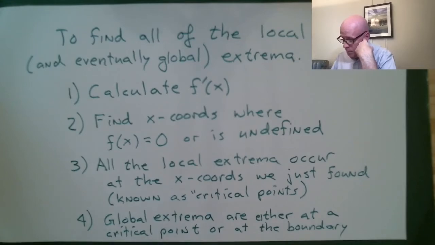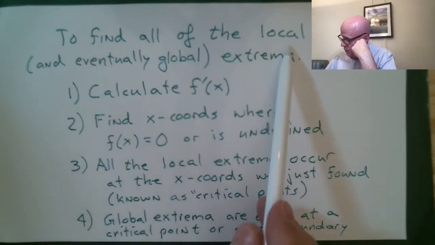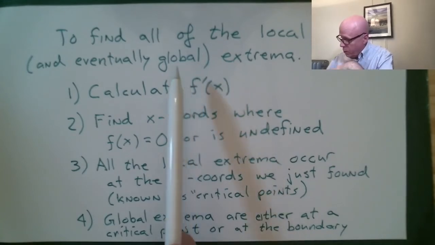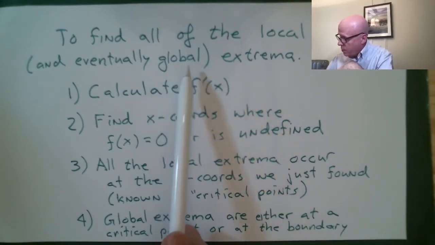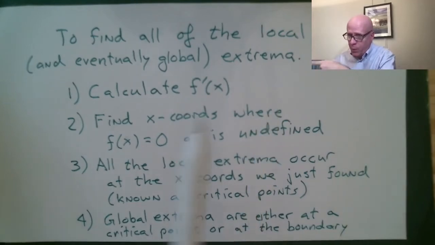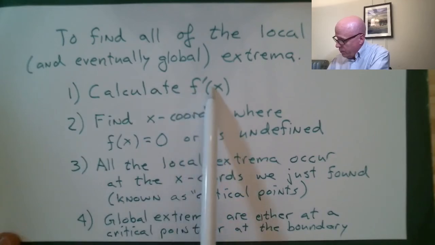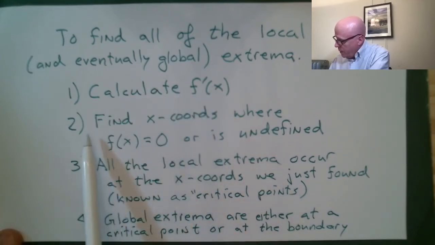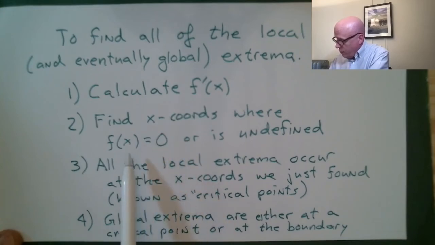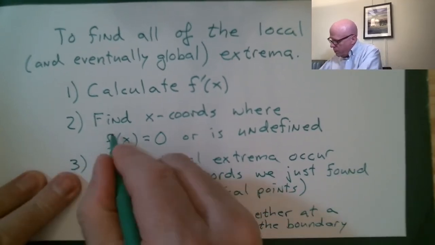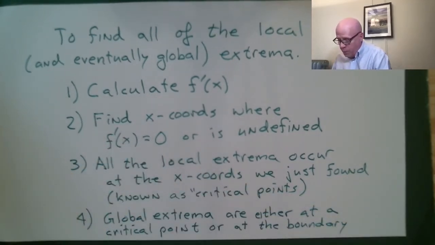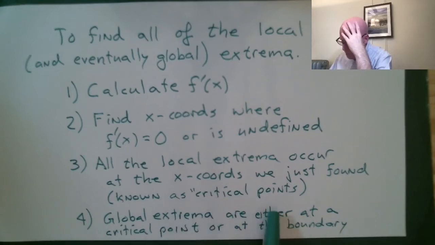Anyway, the job essentially goes like so. All right, so this is more or less the process you go through. You're trying to find all the local extrema, and once you've found all the local guys, you just pick out the biggest amongst them. That's going to be the global extrema, biggest or smallest, depending on which you're dealing with. So here's the process. Calculate the derivative, f prime, for the thing you're actually interested in. Figure out the x coordinates where one of two things happens: either f prime is 0, or f prime is undefined. Now, all the local extrema have to occur at those x coordinates you just found. And so those are known as critical points.